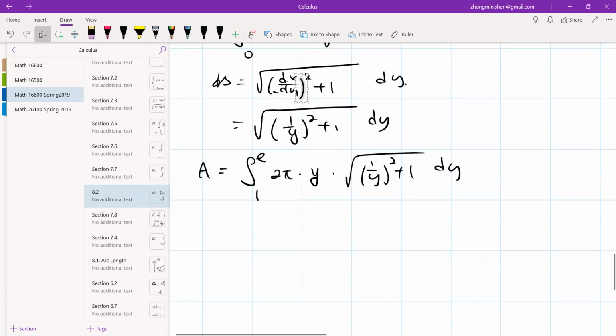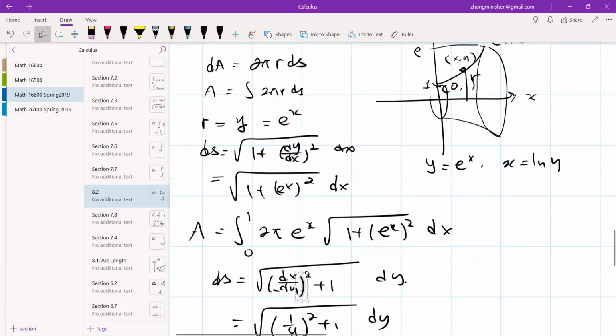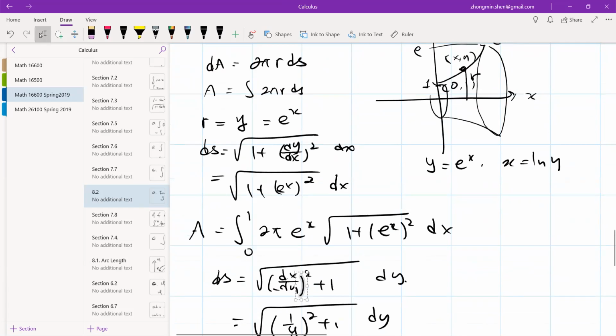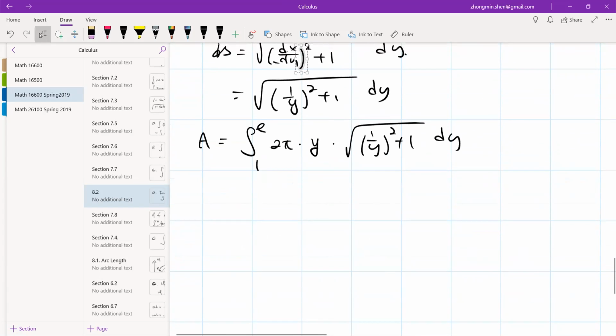But you cannot always have two different integrals for the same surface area. The reason is, here I can solve for x. I can express x as a function of y and express y as a function of x, just because this is an increasing curve. If it's a parabola, I have no choice.